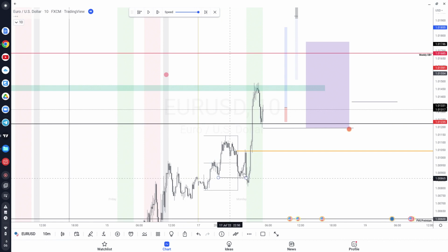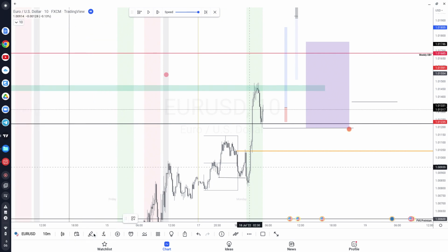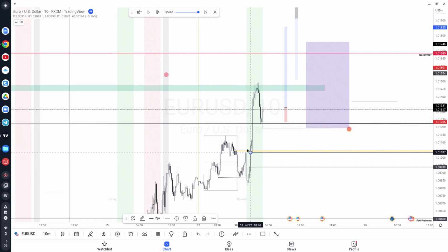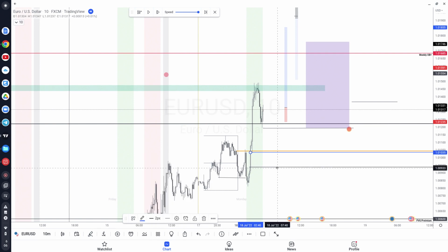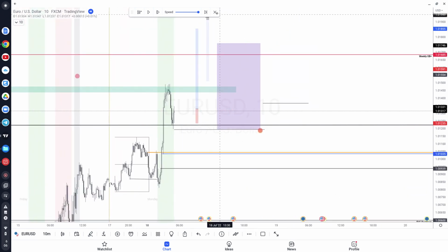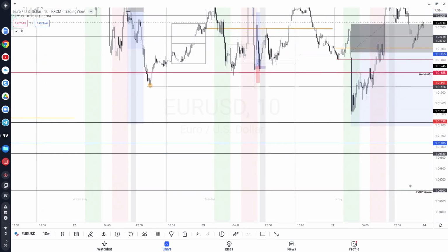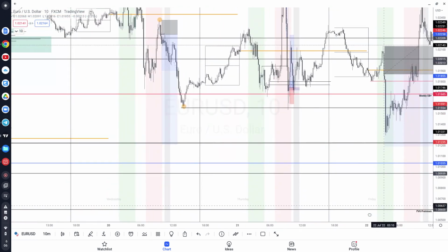Okay, this is an order block with the fair value gap right inside of it. Okay, so let's mark this out. Let's make that level blue. Okay, so price actually never got to that level.